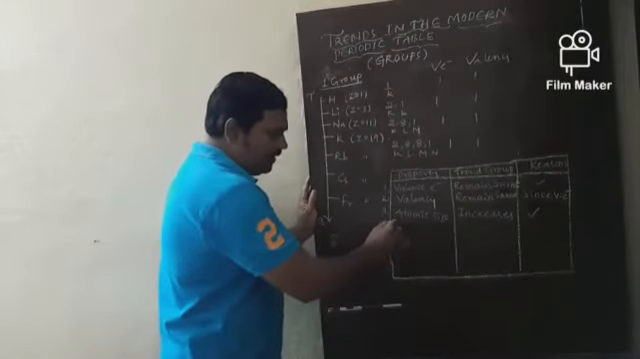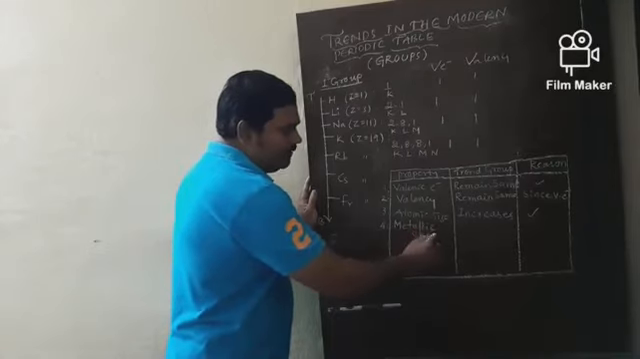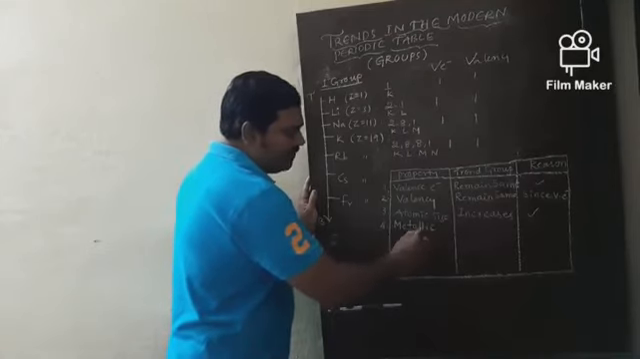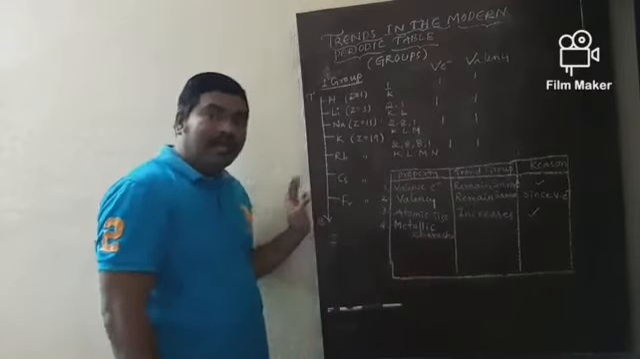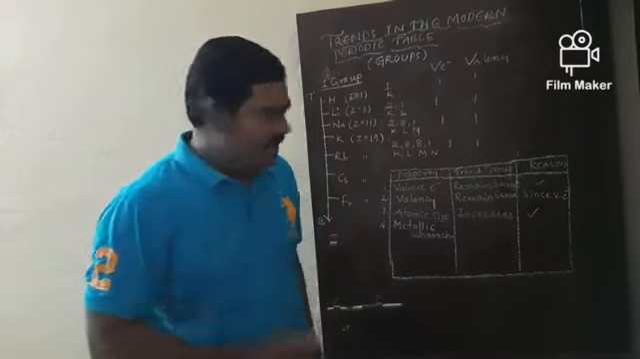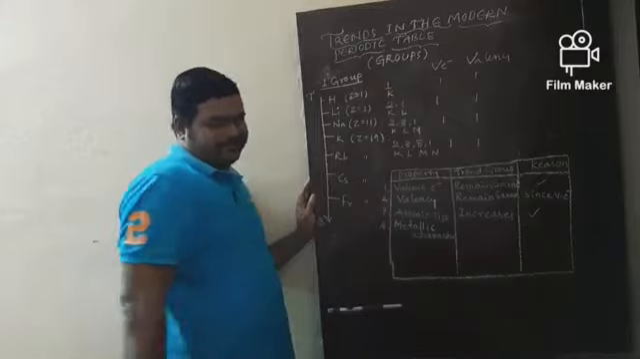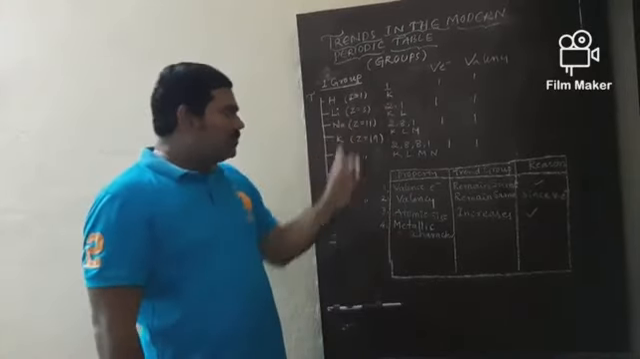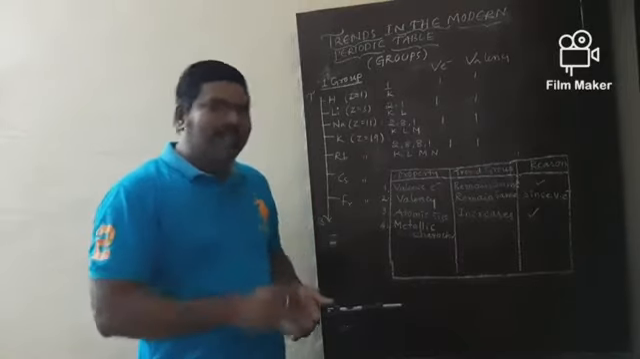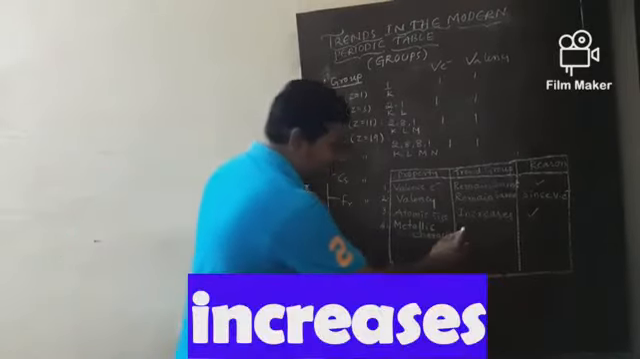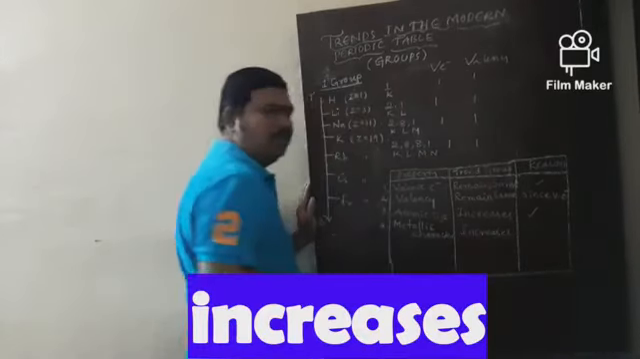Now coming to the fourth one, metallic character. What is the name given to metallic character? Metallic character is also called electropositivity or tendency to lose electrons. Metallic character always depends on the size of the atom. And from top to bottom, the size of the atom increases. That's why metallic character also increases. So, metallic character increases from top to bottom.